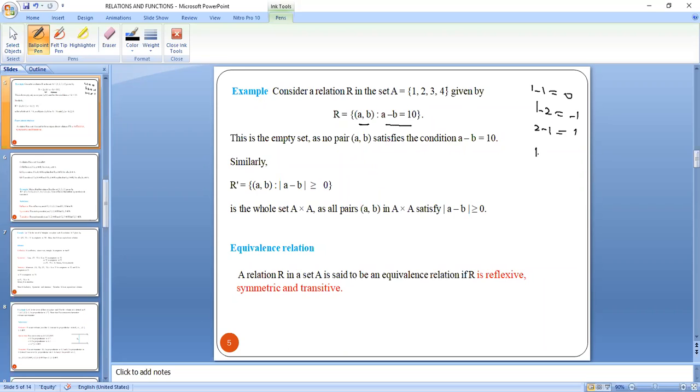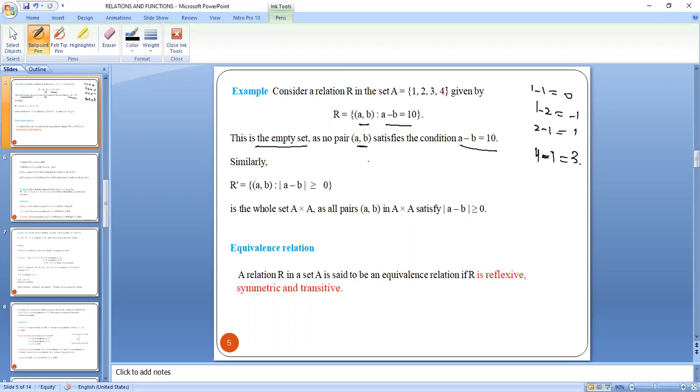The largest element is 4. The smallest is 1. 4 minus 1 is equal to 3. At max we will get the difference 3, but there are no two elements A and B in the set A such that A minus B will be equal to 10. So this is an empty set as no pair (A, B) satisfies the condition A minus B is equal to 10.